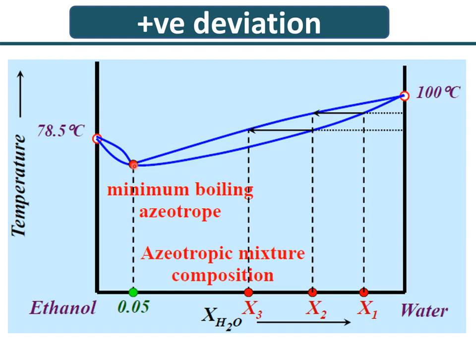If you take the vapor, if you condense the vapor of that mixture, it will have the same composition, which is 0.05 water and 0.95 ethanol. If you started boiling that mixture, it will also give exactly the same concentration in the vapor phase, 0.05 water and 0.95 ethanol. If you repeat the process more and more, every time the composition of the vapor phase will be exactly the same as in the solution phase.